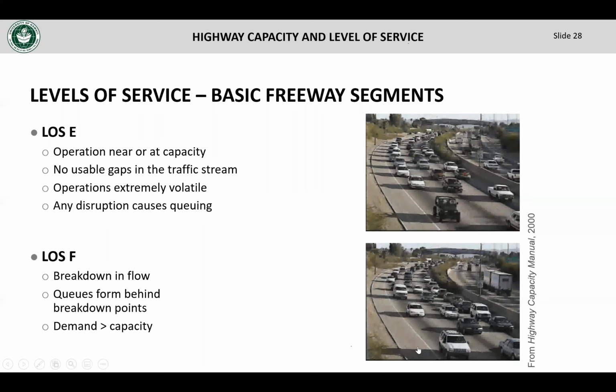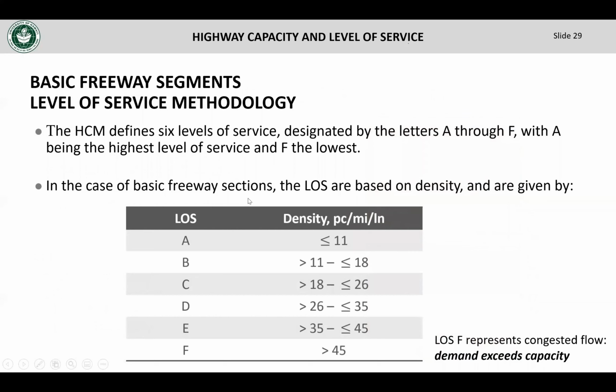It's forced flow. The flow goes at whatever it can go based on what happens downstream. Now we're going to go into more of the details. We just define visually what each level of service means. We have said we're going to use density to define what the level of service is. And this is basically an important table that you have to be aware of.